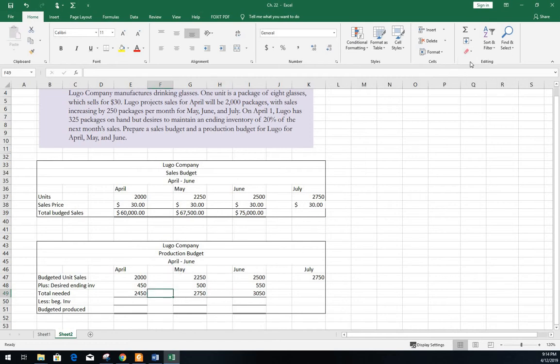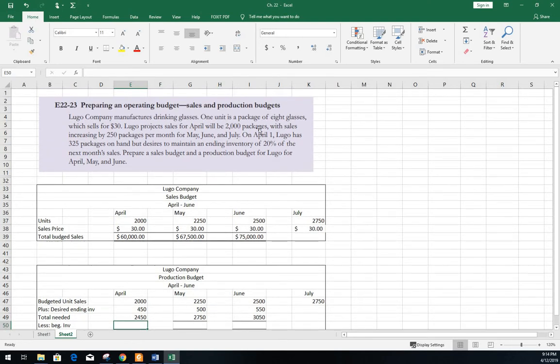And keep the formatting clean. Okay, so here we have to subtract out the beginning inventory for April.